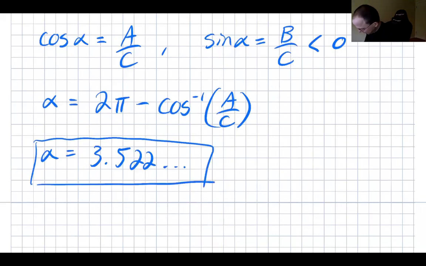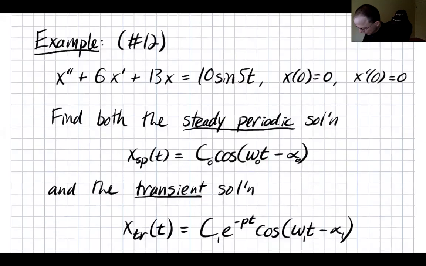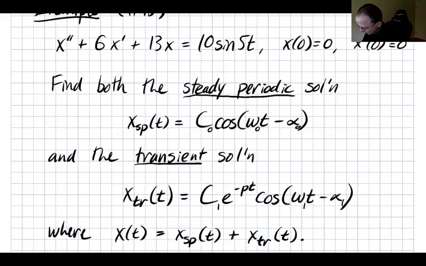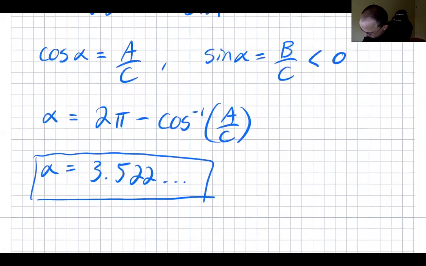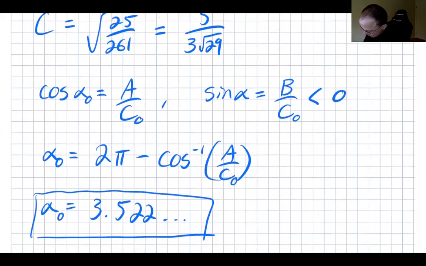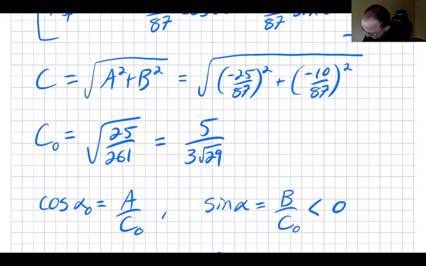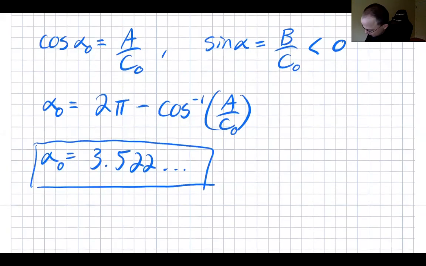Now I forget, do I call this alpha naught or do I call it alpha 1? So the steady periodic solution, I'm going to use alpha naught. Okay, so that's our alpha naught, and this will be C naught. And then this is omega naught. So this will be alpha naught, and this is C naught.